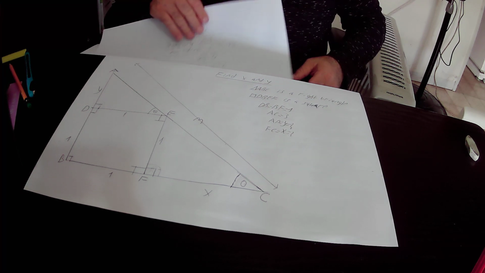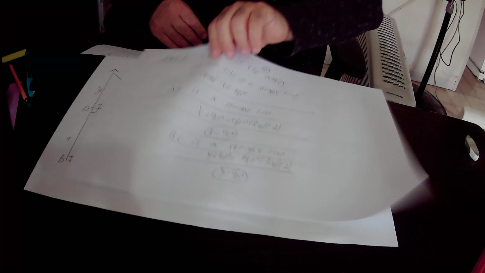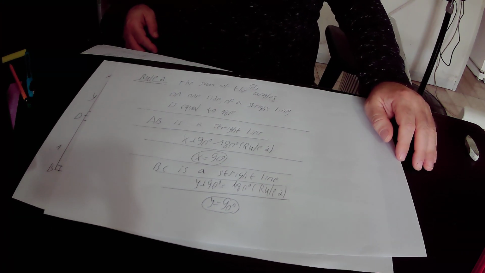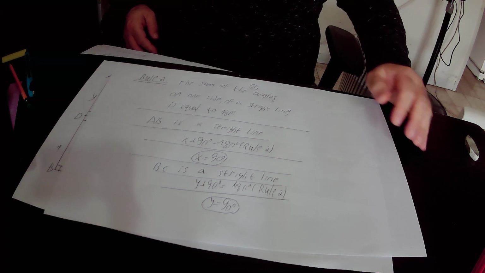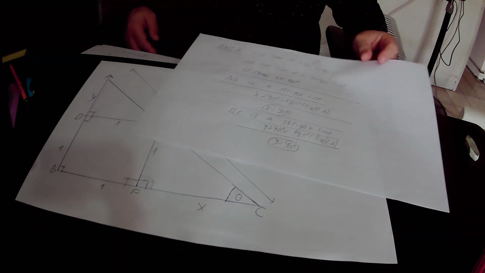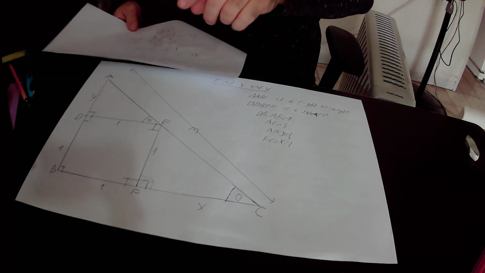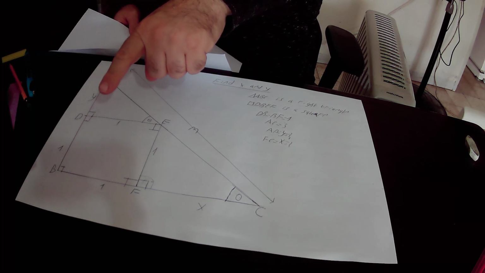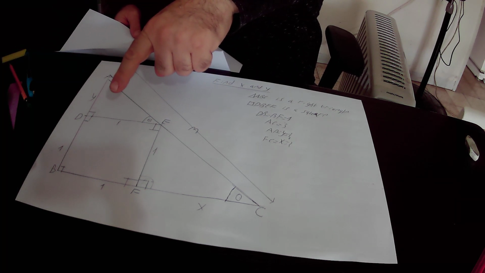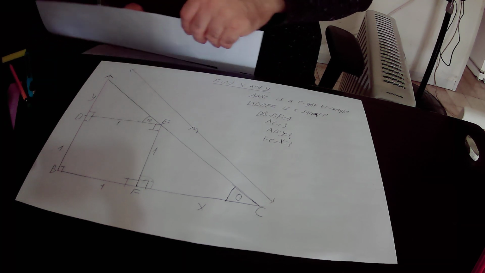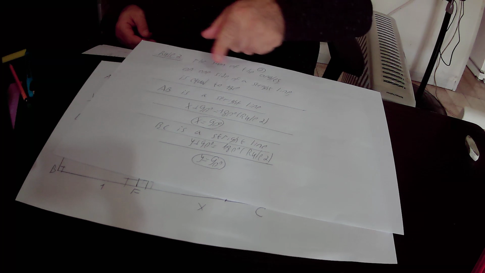Then I presented to you rule number 2. According to rule number 2, the sum of the angles on one side of a straight line is equal to 180 degrees. And here AB is one side of triangle ABC, therefore it must be a straight line. AB is a straight line.